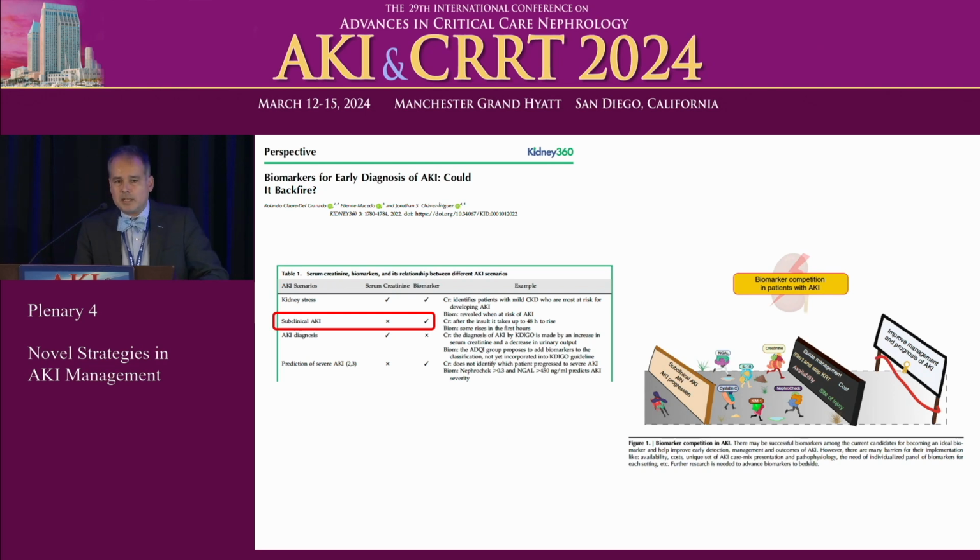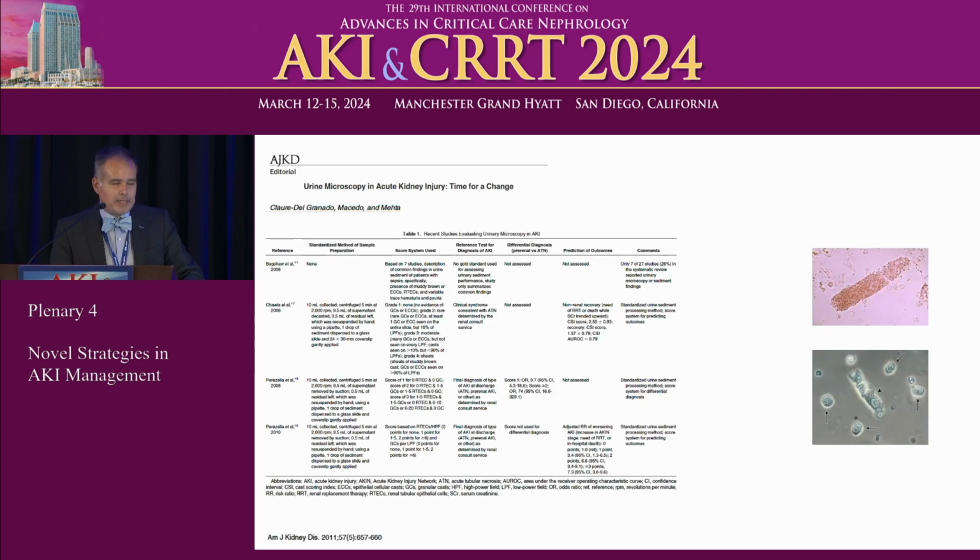So biomarkers could help us achieve this important goal of improving AKI management and prognosis, and they will definitely play a significant role in the diagnosis of subclinical AKI. What about urine microscopy as a biomarker? Most of these scores, developed with a standardized form of processing your urine samples, were developed to predict non-recovery from AKI, AKI progression, and to differentiate between pre-renal AKI and ATN using just 2 things: looking at renal tubular epithelial cells and granular casts.